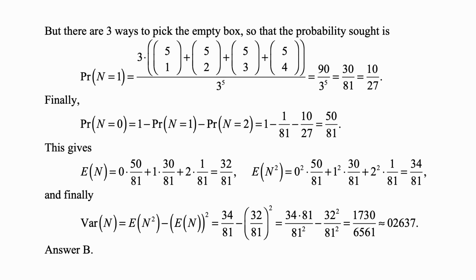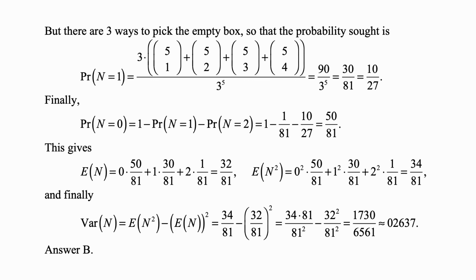Finally, the probability that n is 0 is 1 minus the 2 probabilities that we found, and that turns out to be 50 over 81. This gives the expected value of n to be 0 times 50 over 81 plus 1 times 30 over 81 plus 2 times 1 over 81, so it's 32 over 81, and the second moment equals 0 squared times 50 over 81 plus 1 squared times 30 over 81 plus 2 squared times 1 over 81, and that's 34 over 81.